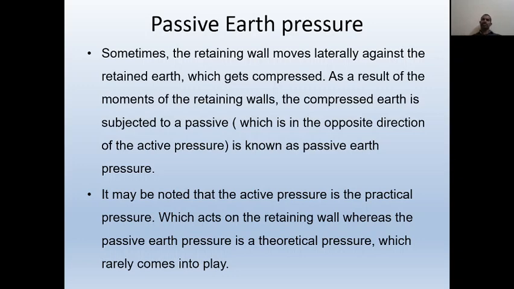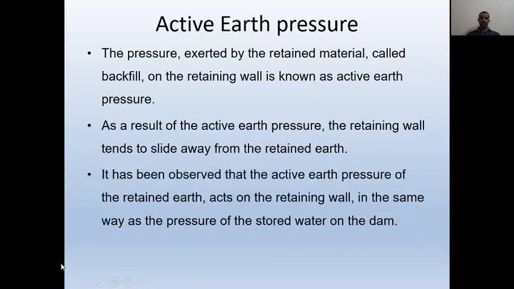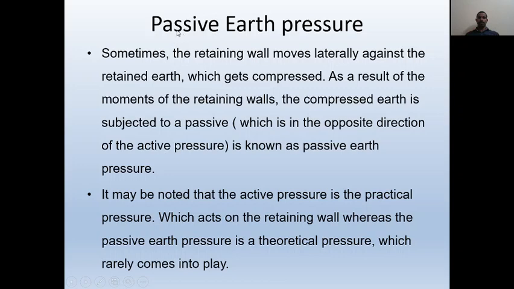So in that case, what happens? The earth pressure was initially compressed to some extent, but while the retaining wall moves in the direction of the backfill, the backfill is further compressed, thereby creating more pressure. The pressure exerted in that situation is nothing but passive earth pressure. We have been discussing this passive earth pressure.